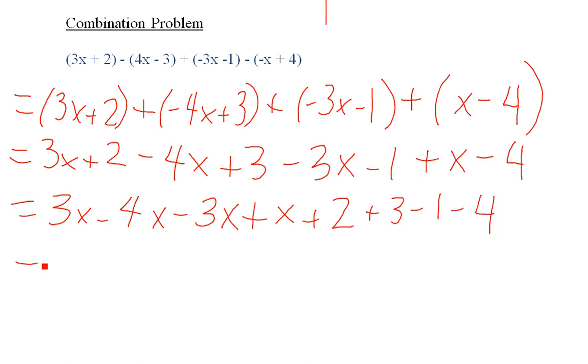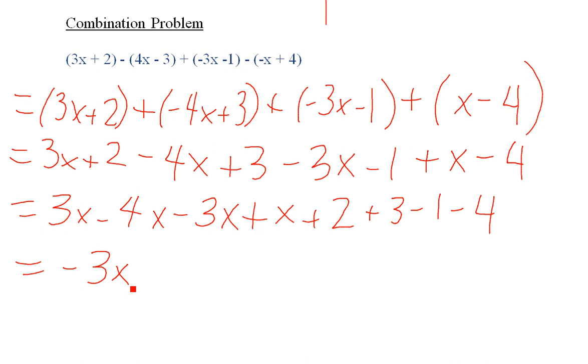And then I can just use my knowledge of integers: 3x, take away 4x, take away 3x, plus 1. I can just say, okay, 3x take away 4, that's negative 1. Negative 1 minus 3, that's negative 4. Negative 4 plus 1 is negative 3. And 2 plus 3 is 5. 5 minus 1 is 4. 4 minus 4 is 0. So I can actually just leave my answer as this.